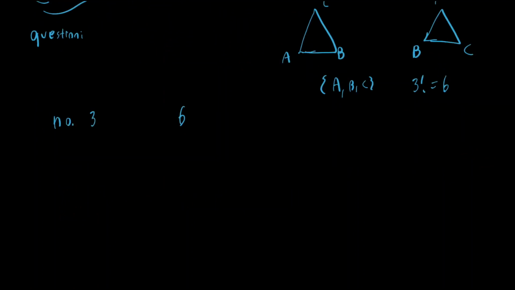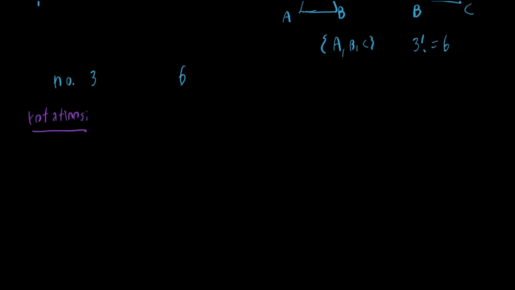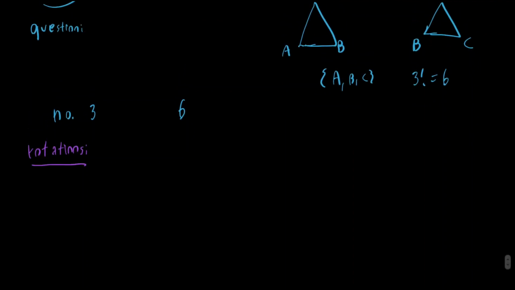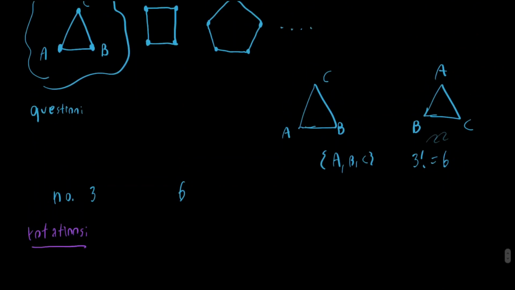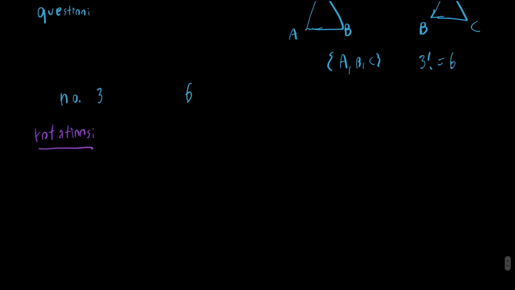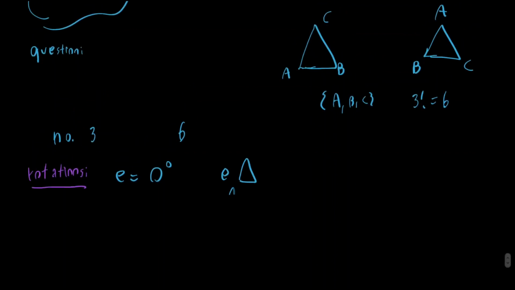So let's start with rotations. Let's consider all rotations that we can get, and also let's keep in mind that, of course, the total number of isometries will be at most 6. So the first rotation that we can consider is the identity rotation, which is a 0 degree rotation that will basically leave the triangle unchanged.